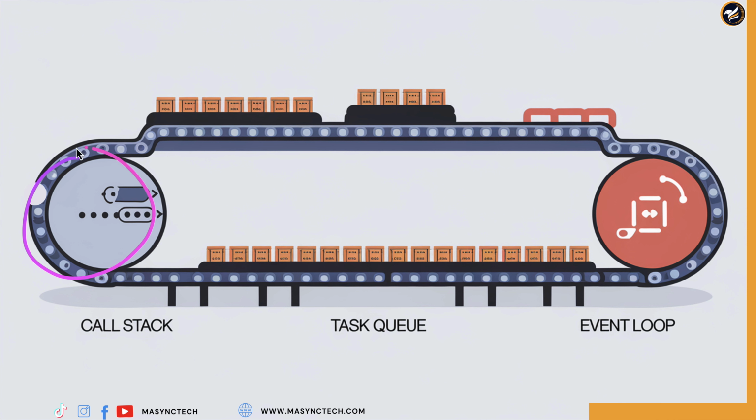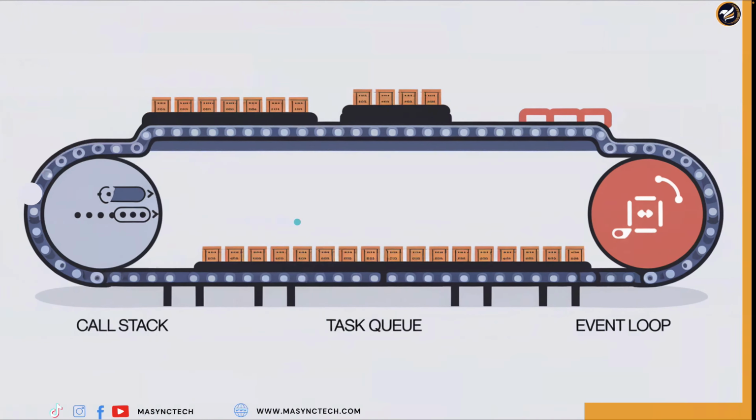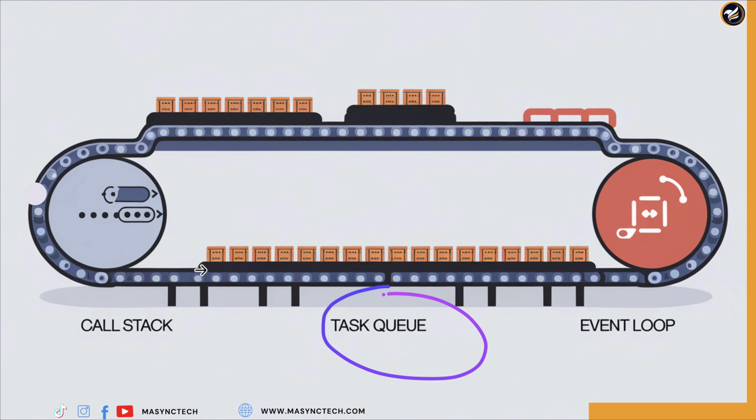Here is where we have our functions to be executed, and this is where the functions are being executed. So in the call stack, we have a couple of pieces of code or functions. In case it encounters a function that uses async code, in this case setTimeout, then that function is moved to the task queue, while other code is being executed without being blocked.